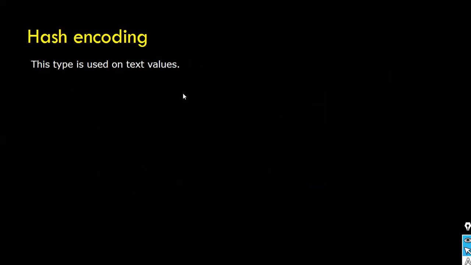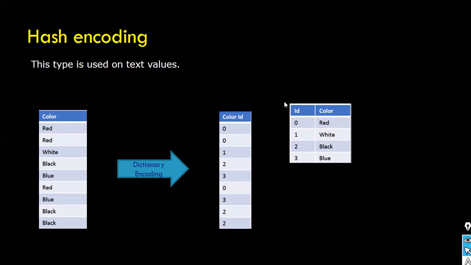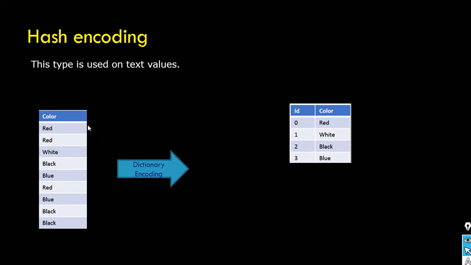The next one is the hash encoding. As I told you, the hash encoding technique is used on text values. Behind the scenes, the VertiPaq engine builds a dictionary containing the distinct values of the column. For example, I have a column called color, and here all the colors are repeated, right? So it builds a dictionary something like this. The second step is that with this given data, it creates a dictionary like this. It assigns a 0 for red and 1 for white. It takes only the unique values.